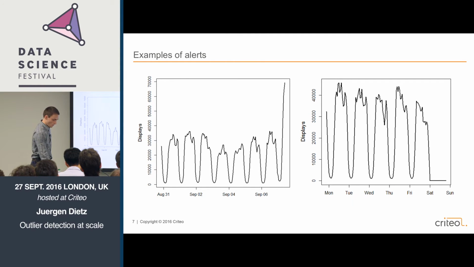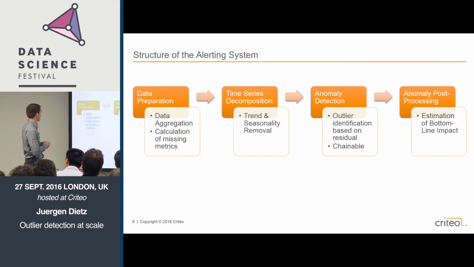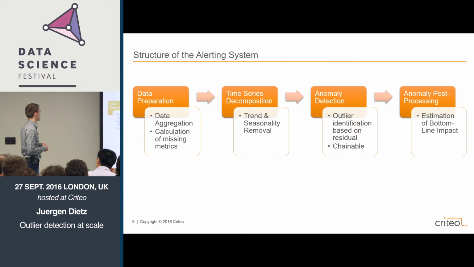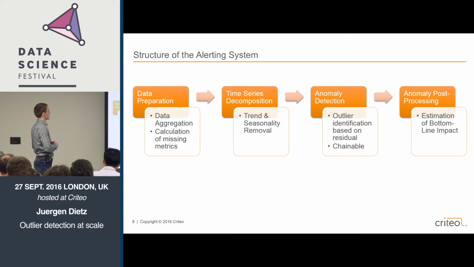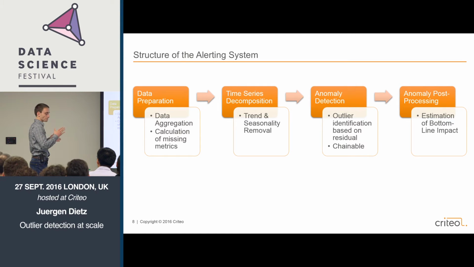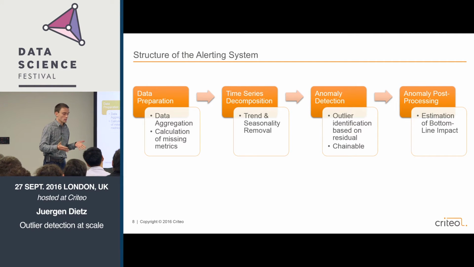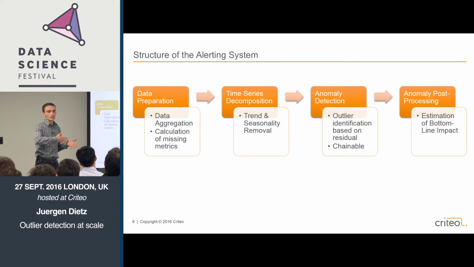Okay, so let's move on to the alerting itself, the system itself. This is the structure that we have of it. We start with data preparation. So we pull in the data from a database, and then you need to fill in missing values. You need to prepare the data for the actual computation. And that's actually a very interesting step that we'll get onto, the data structure that we use there.